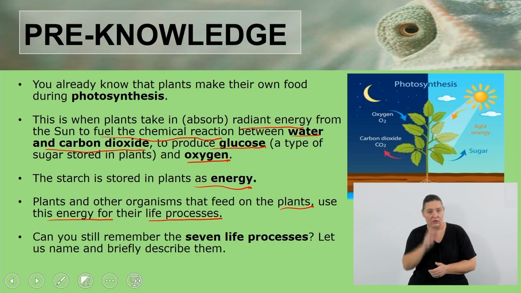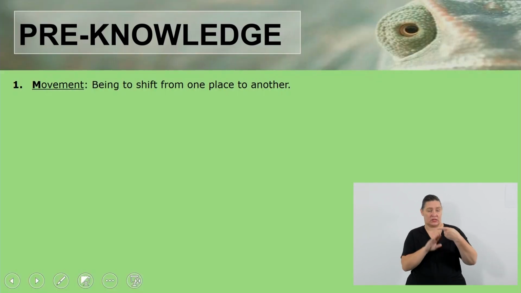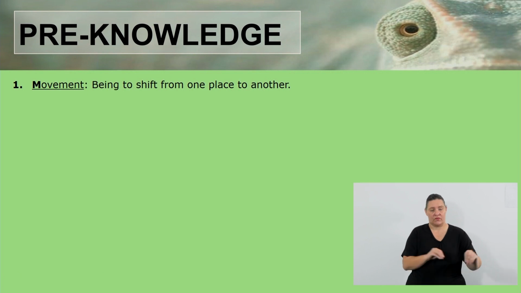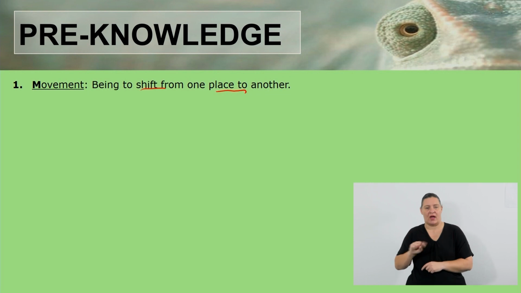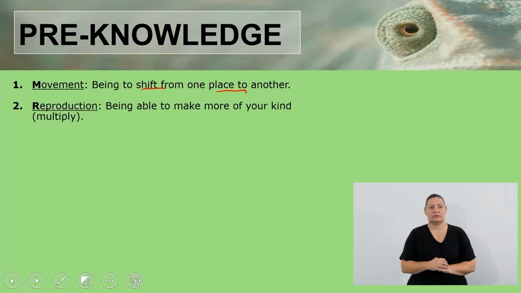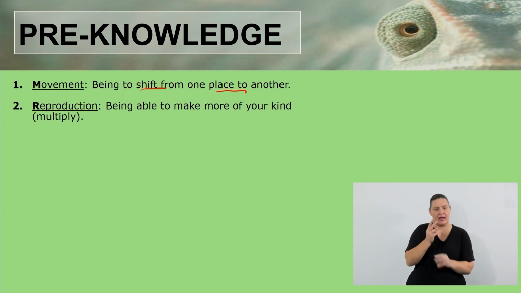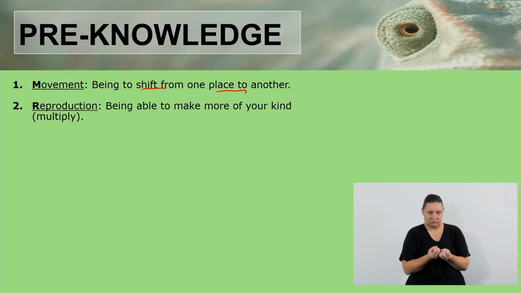The plants and other organisms that feed on the plants will then use this energy for their life processes. Do you still remember what the 7 life processes are? Let us quickly describe them and see how much you remember. So, if you remember, the first life process that we have is movement. And this is the ability to shift from one place to another. That is movement. Our second life process is reproduction. This is you being able to multiply or make many of your own kind.